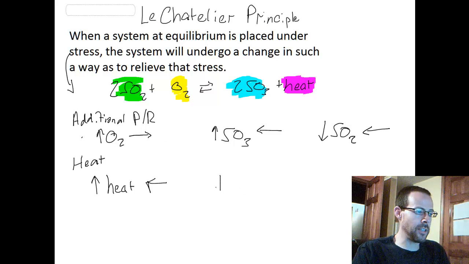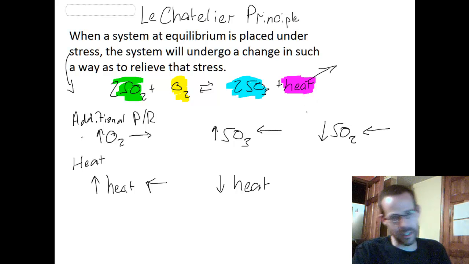And if I decrease the heat, like putting this in an ice bath, it's like I'm taking the heat away from this side. If I'm removing it, the reaction is going to shift to make more heat to make up for what I'm removing, so it's going to shift to the right, or be product favored.